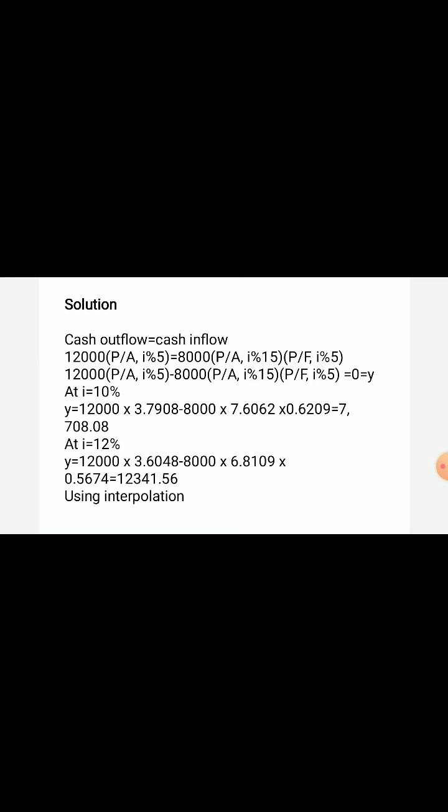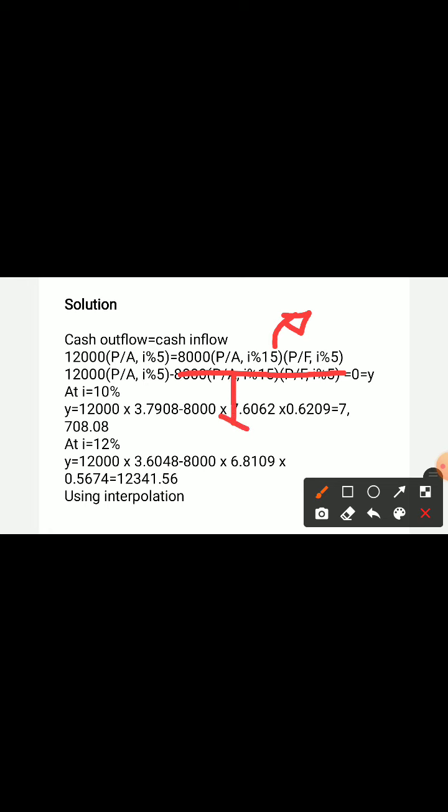Now, to find out the internal rate of return, cash outflow and cash inflow are made equal. Here we consider the cash outflow like this: 8,000 deducted for 15 years, also 8,000 deducted each year.